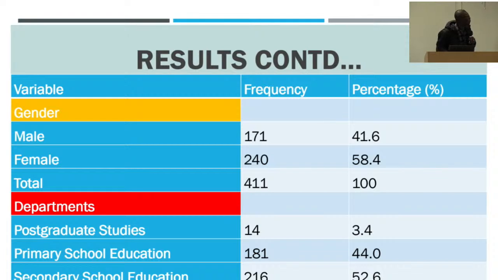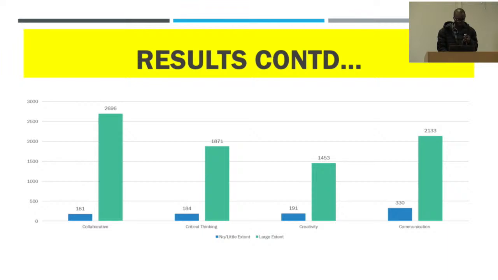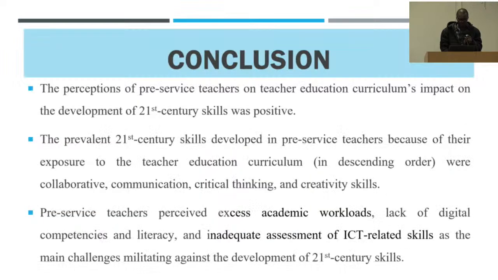The results are hereby more presented in frequency counts and percentages. We also did a presentation regarding the levels of the skills. So the study concludes thus that the perceptions of pre-service teachers regarding the curriculum as used to teach them at this university was positive. We also learned from the study and conclude thus that the prevalent 21st century skills among the pre-service teachers in this university are the collaborative and the communicative skills, followed by the critical skills and creativity skills, which are very or somewhat low.